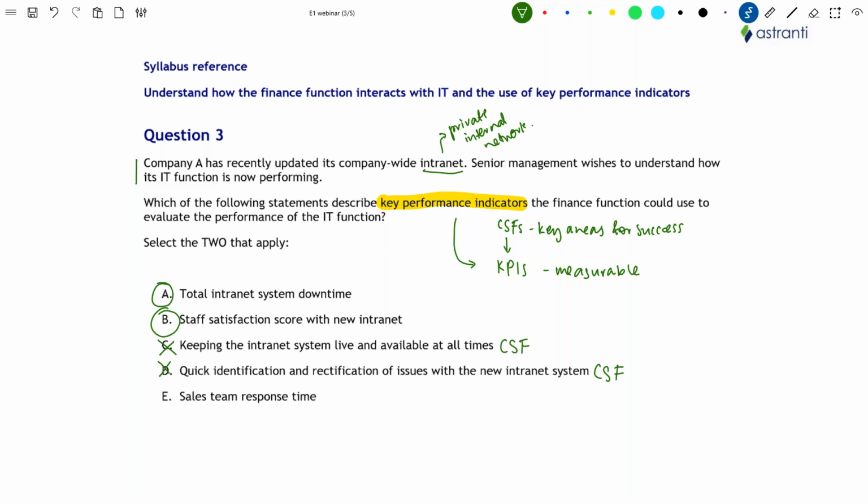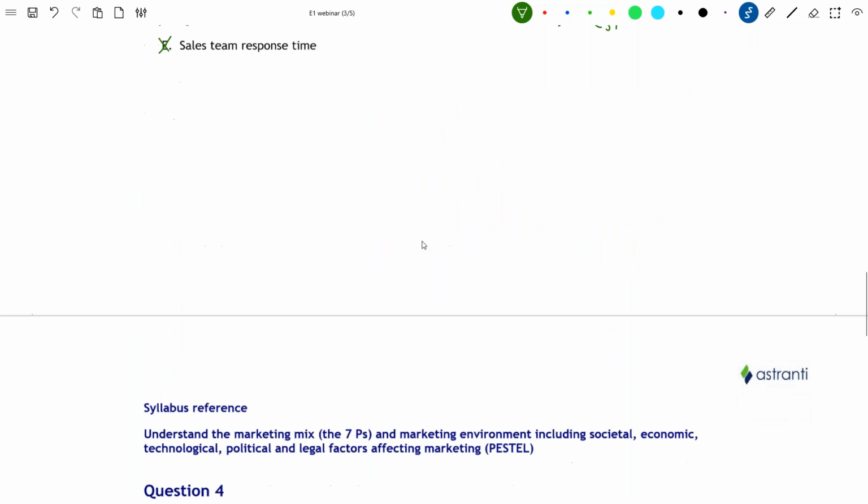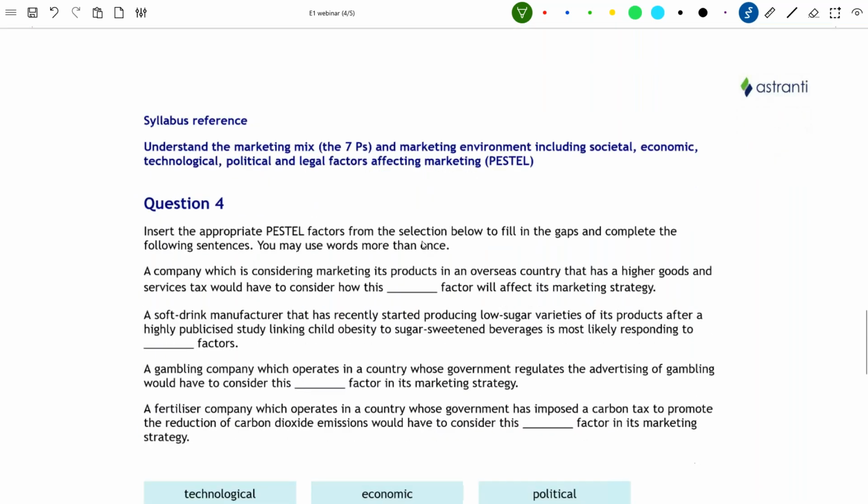And so it's not really a KPI that you'd use to measure the IT function's performance. So for that reason, this one is incorrect. This one is a KPI, but it's not relevant. So that's why reading the question is really important to make sure you know what you're actually looking for, in this case, the IT function. So that's our 3rd question. Moving on to our final question for today.